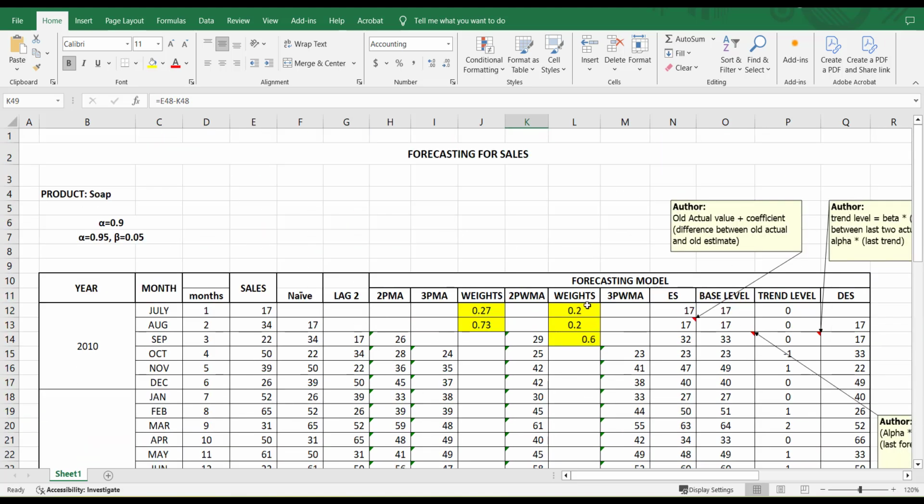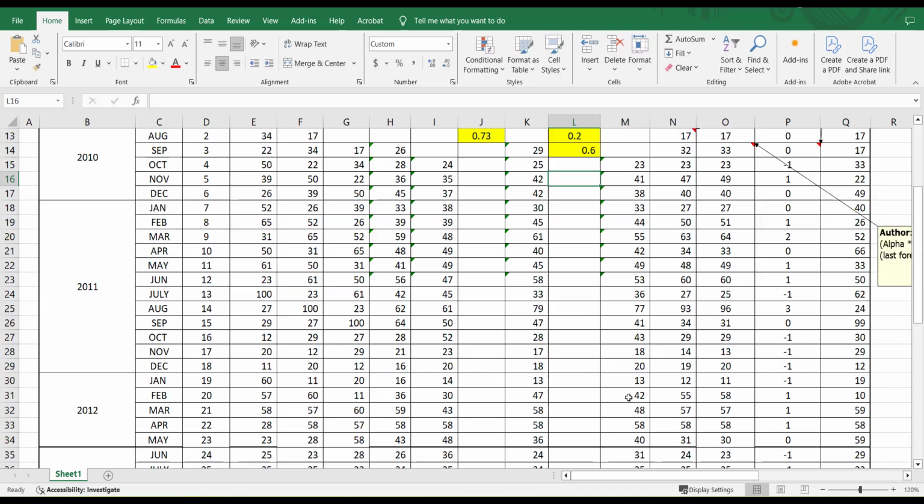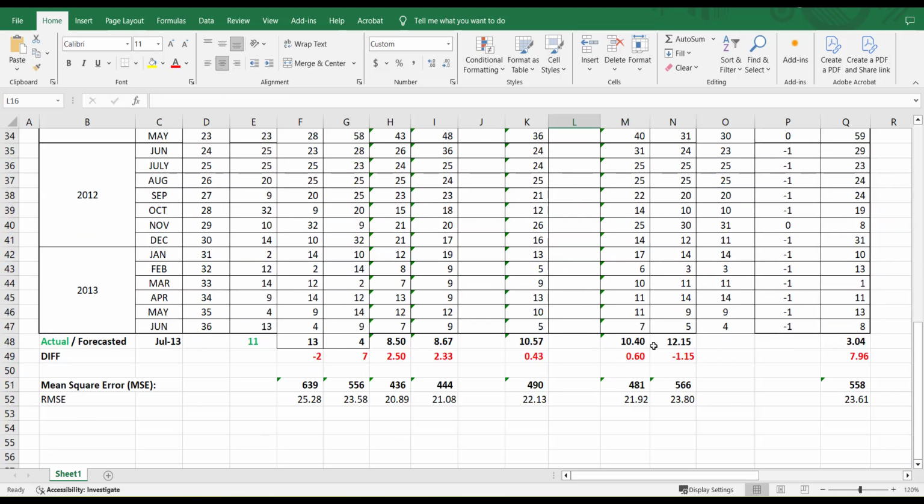Then there is a 3 time period weighted moving average. It works with weights for the previous time period and also the second last and third last. If you look at the formula, it's 22 into 0.6, 34 into 0.2, and 17 into 0.2. This way it leads to 10.40 as a forecast, with its forecast error and forecast performance indicators.